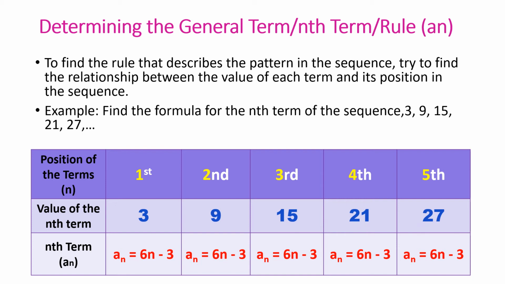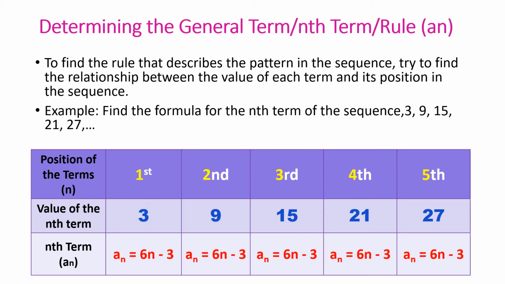At yung pagdadagdag ng 6 ay magpapatuloy hanggang sa mga susunod na terms sa sequence na ito. Now, ibig sabihin, yung 6 ay constant. I-relate na lang natin yung 6 doon sa value ng n natin. So, itry natin. Upon trial and error process, mapapansin natin na kapag minultiply mo yung 6 sa value ng n at binawasan mo ng 3, makukuha mo yung value ng bawat terms.